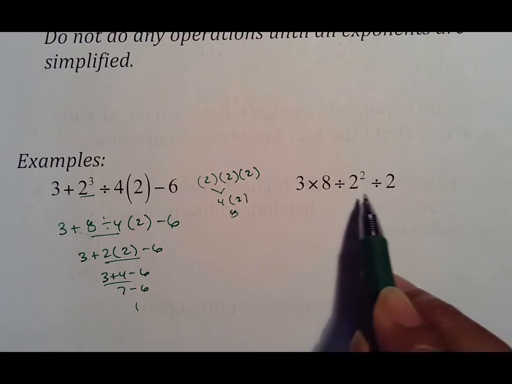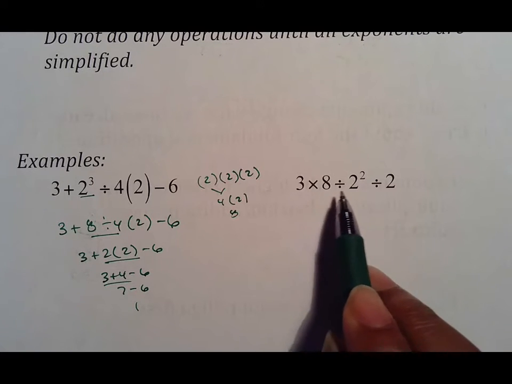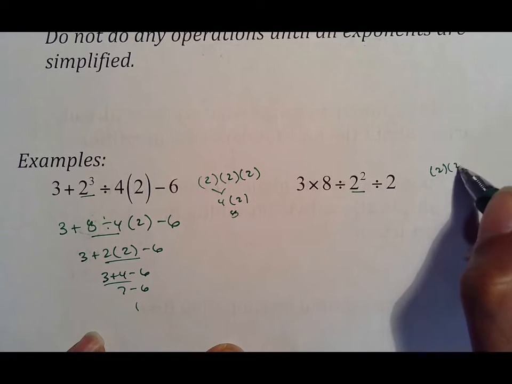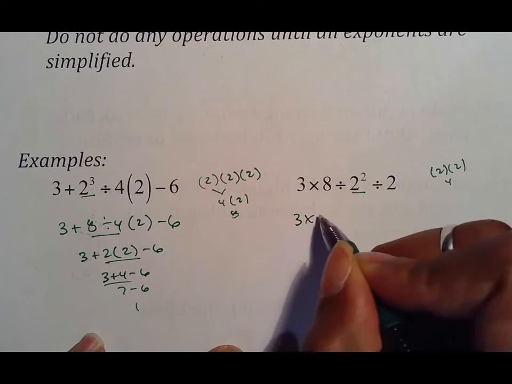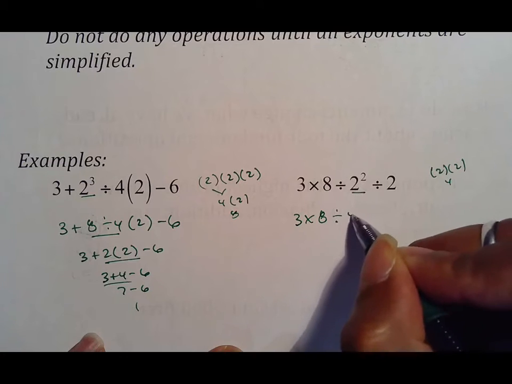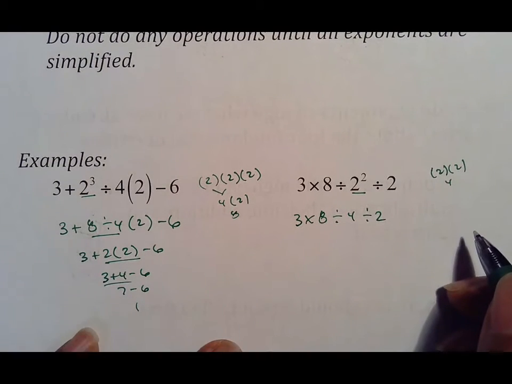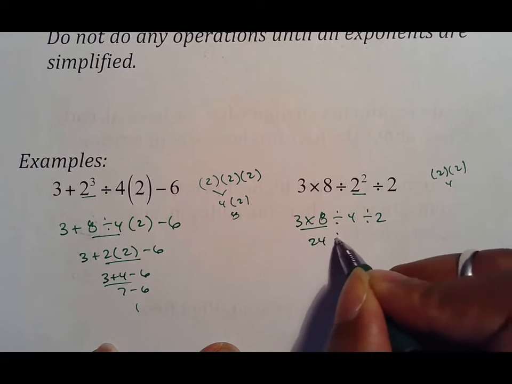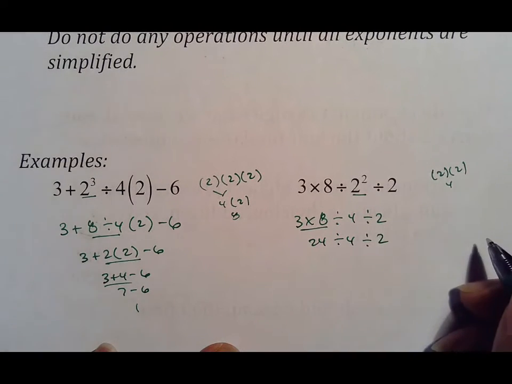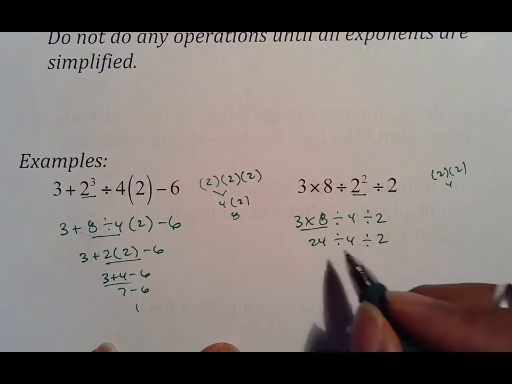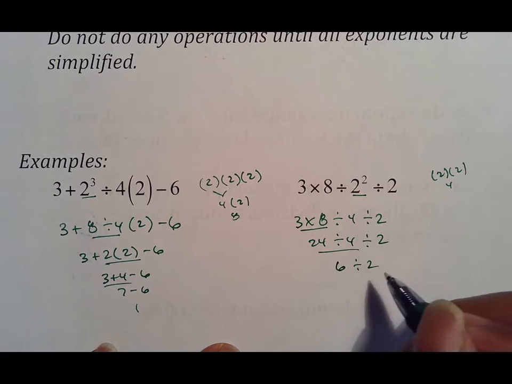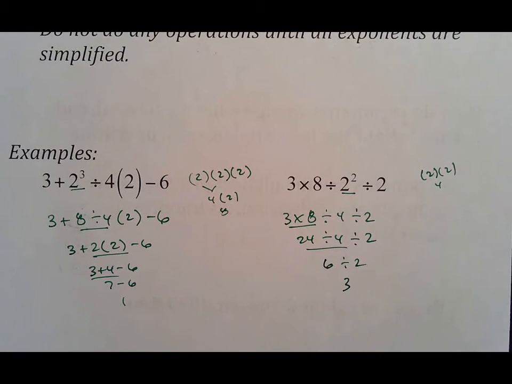Next question. What tells you that we can't do anything else is this little exponent up there. So we do this first. That would be 2 times 2, or 4. So 3 times 8 divided by, that turns into 4 divided by 2. First teacher in line is here, 24 divided by 4 divided by 2. Here, 24 divided by 4 would be 6 divided by 2, and 6 divided by 2 is a final answer of 3. Alright.